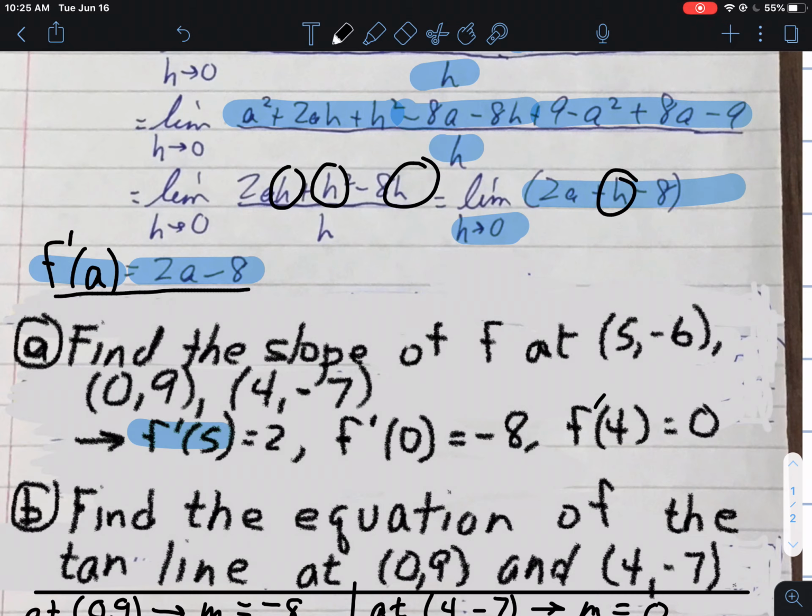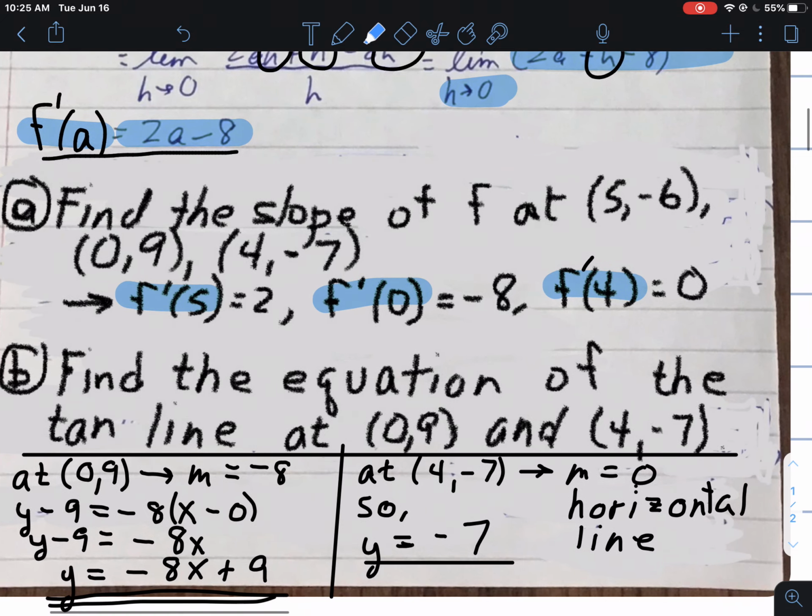At the point 0, 9, plug in 0. I want the slope of the curve at that point. So again, I'm plugging in 0 in place of a in our derivative, f prime of 0, I get -8. And at the point 4, -7, f prime of 4, you end up with 0. Notice 2 times 4 is 8, minus 8 is 0. All right? So again, once you find the derivative, that's just a matter of plugging in the different values for x or a into your function.